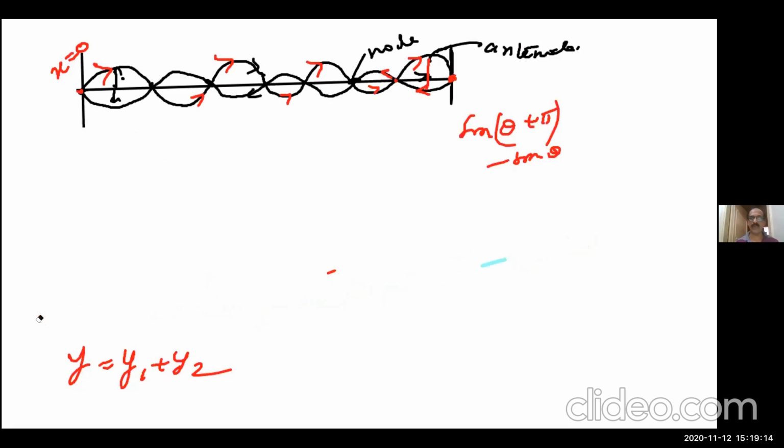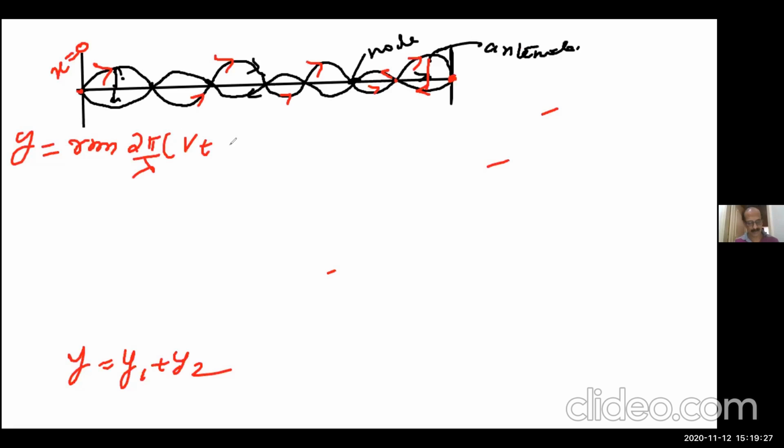Y is equal to y1 plus y2. Then substitute for y1 and y2. Y is equal to A sine 2 pi by lambda (Vt minus x) plus A sine 2 pi by lambda (Vt plus x).